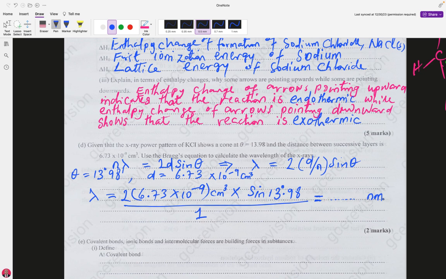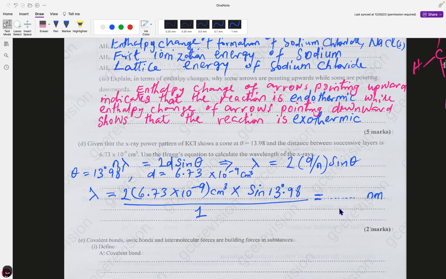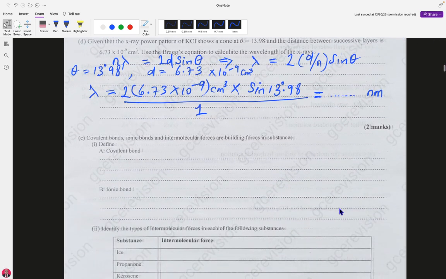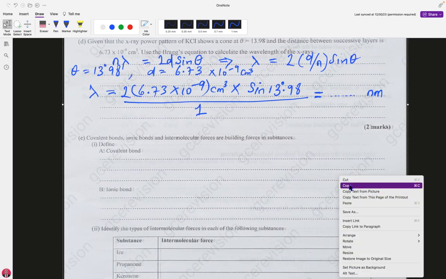I don't have a scientific calculator to give that now. Nanometer. So just do the calculation, look for the sine, and multiply and divide by 1, and you have the answer there. Okay, let's move to the E part.